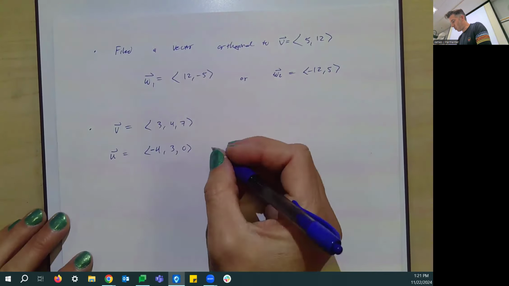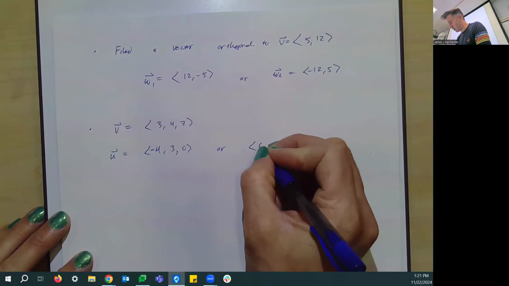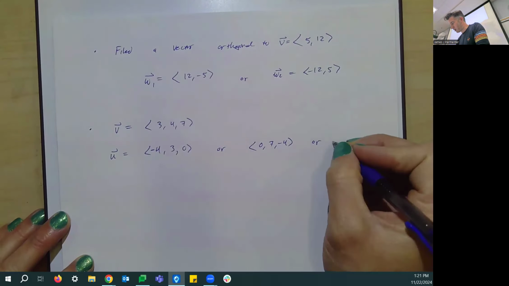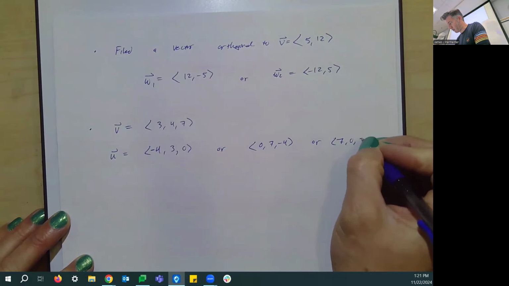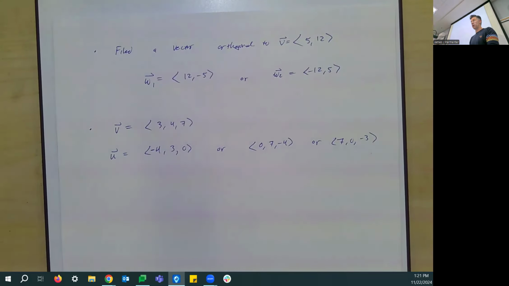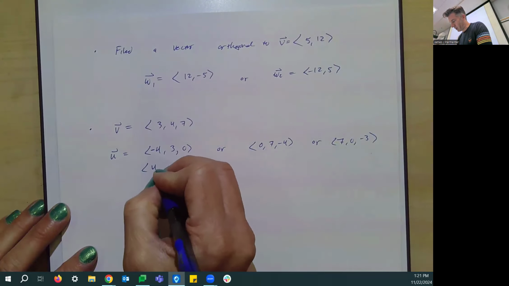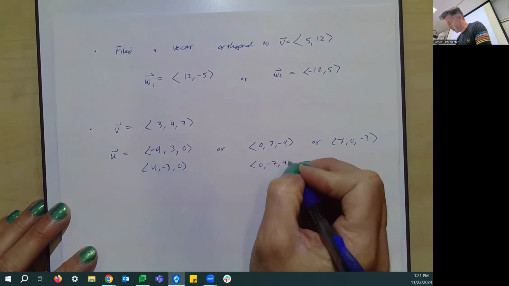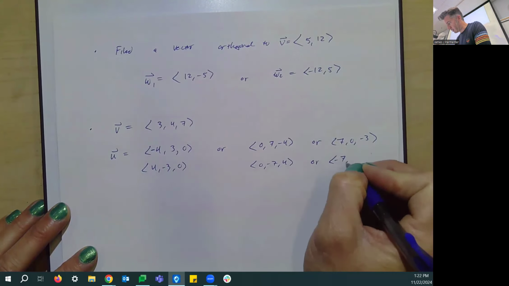That would work. Or this would work: 0, 7, negative 4. Or this would work: 7, 0, negative 3. Or change the signs, right? Positive 4, negative 3, 0. Or 0, negative 7, positive 4. Or negative 7, 0, 3.